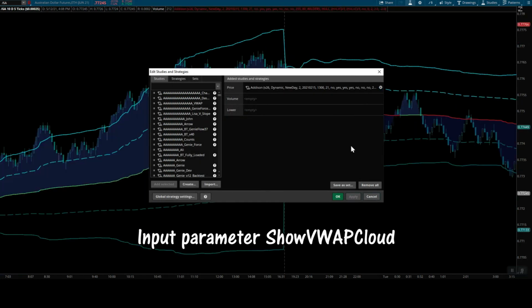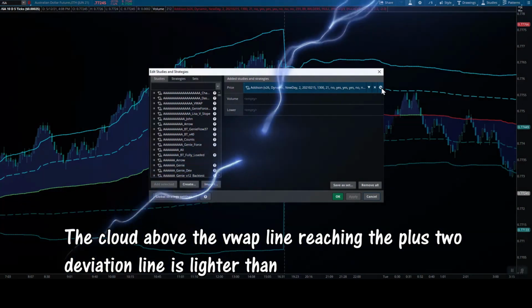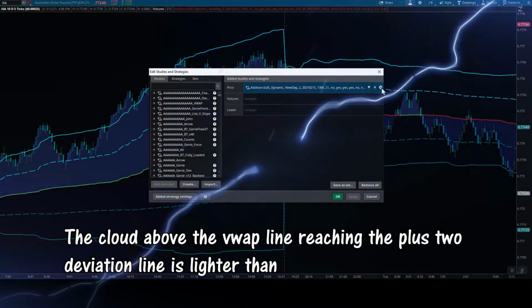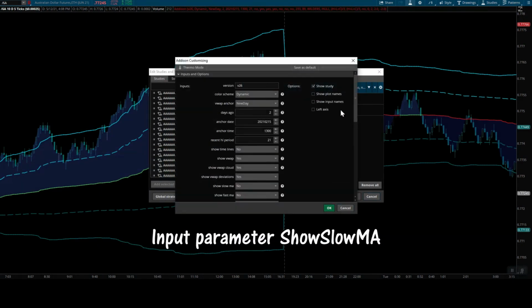Input parameter: Show VWAP Cloud. Setting Show VWAP Cloud to Yes will display a cloud between the VWAP line and the plus and minus 2 deviation lines. The cloud above the VWAP line reaching the +2 deviation line is lighter than the cloud below VWAP down to the -2 deviation line.